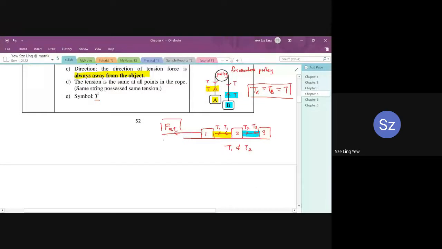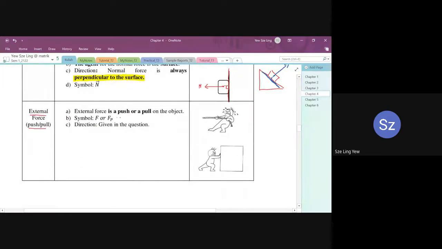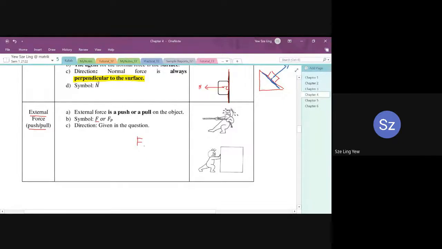Because this is being caused by you. You are the one pulling the object. I don't call it tension. All right, so external force is a push or pull on the object. The symbol is either F only or use UFP. But personally, I like to use FEXT.